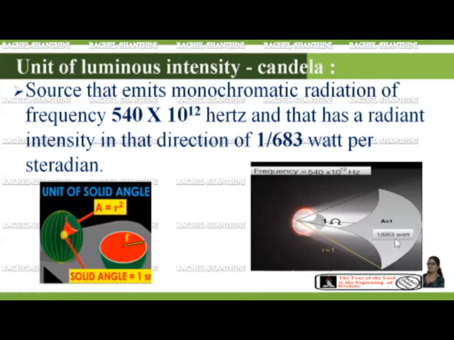Radiant intensity means that much of power, that is energy per unit time. When that area has a radiant intensity of exactly 1 upon 683 watt, then the luminous intensity of that monochromatic light is called candela, and that candela is the unit of luminous intensity.